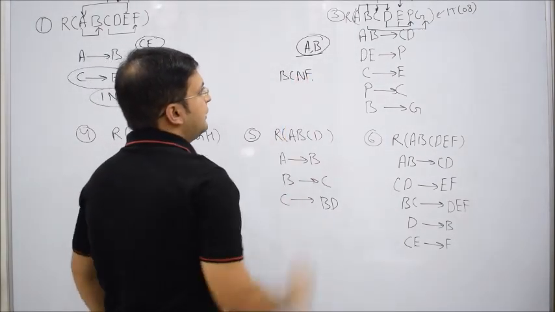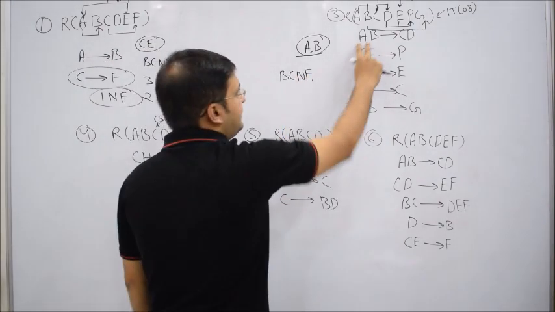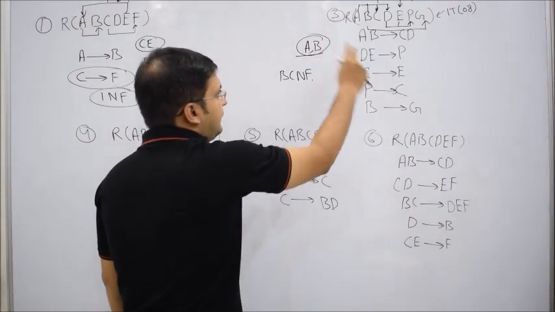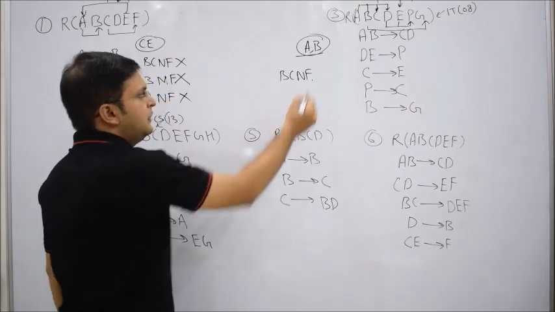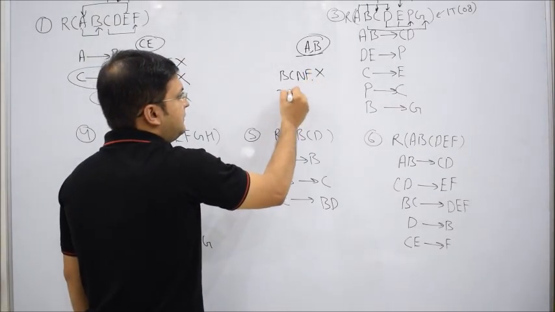B, C and F. Okay, now you see, first dependency AB. Now AB is a candidate key, that is okay. Now second you have DE. Now DE is not a candidate key or a super key, so it is not in BCNF.